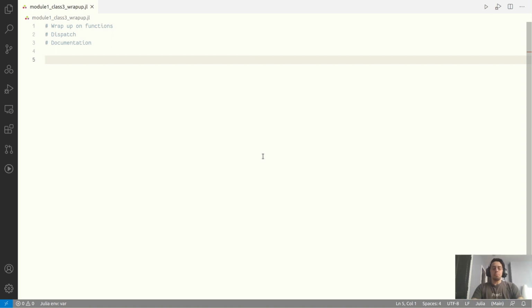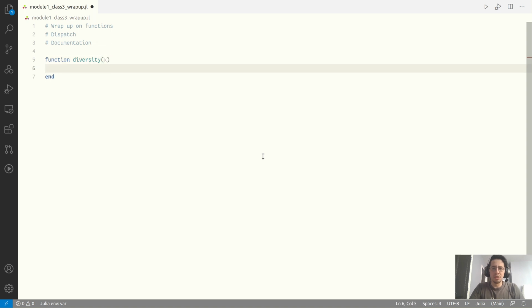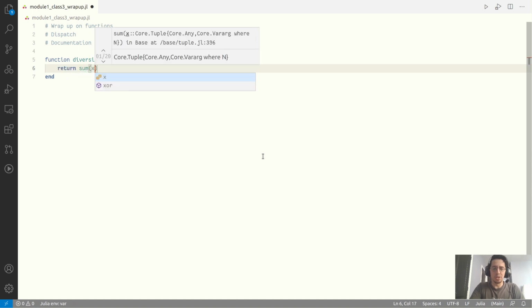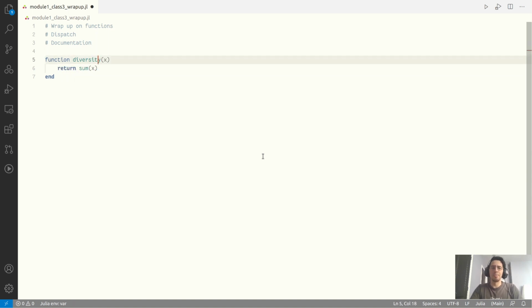So let's restart from where we left off last week, which was defining a function called diversity. This function is going to take a series of values, the presence or absence of some species. So we are going to return the sum of x. That is, in a sense, this little block here is the most basic way to define a function.